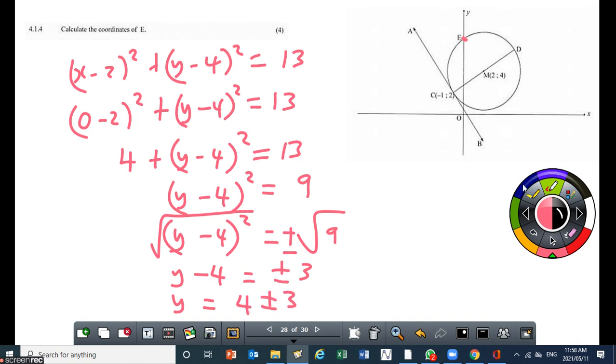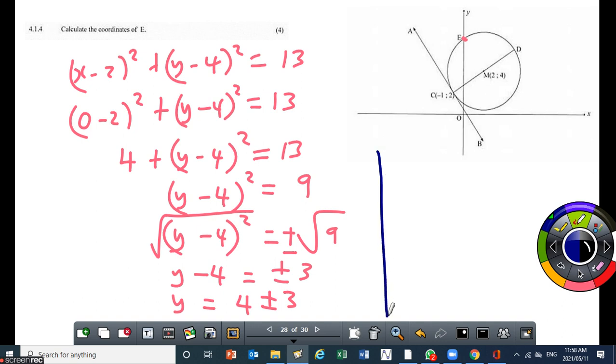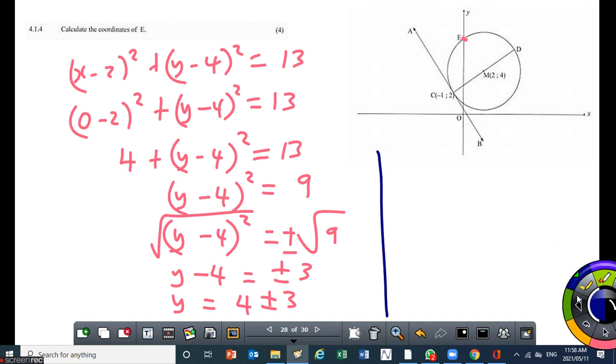So you end up getting two values of y. One of them is invalid. So if I take the positive 3 here, I'll get y equal to 7, or y equal to positive 1. Then the question will be, which one should we reject? Why did they reject 1?